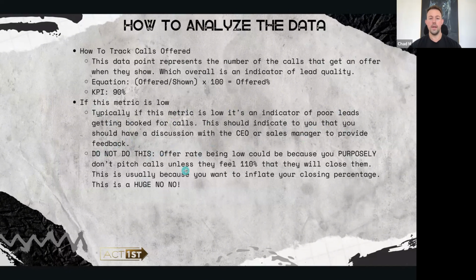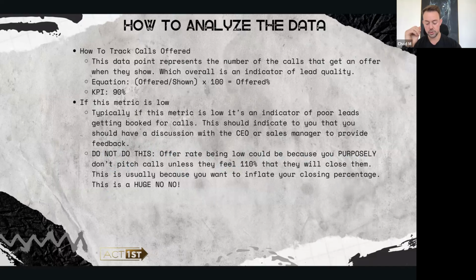All right. One major caveat, and I've seen closers do this. This is an absolute no-no. This will get you fired. So no closer coming from the App First Closing Academy, I better not get any feedback that one of our closers did this, okay? This is an absolute no-no. Okay, do not do this. Offer rate being low could be because you purposely don't pitch calls unless you feel 110% that you will close them. This is usually because you want to inflate your closing percentage. This is a huge, huge no-no.